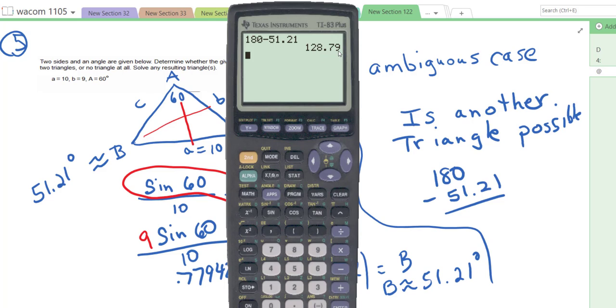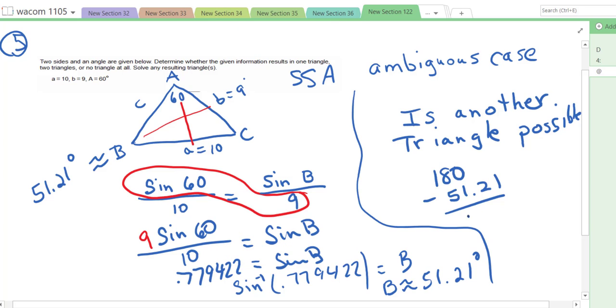But 128.79 is not going to be possible because I also have an angle of 60. 60 plus 128.79, just those two would be over 180. That would be 188, and you still have a third angle. So that is not going to be possible. So this answer is no.